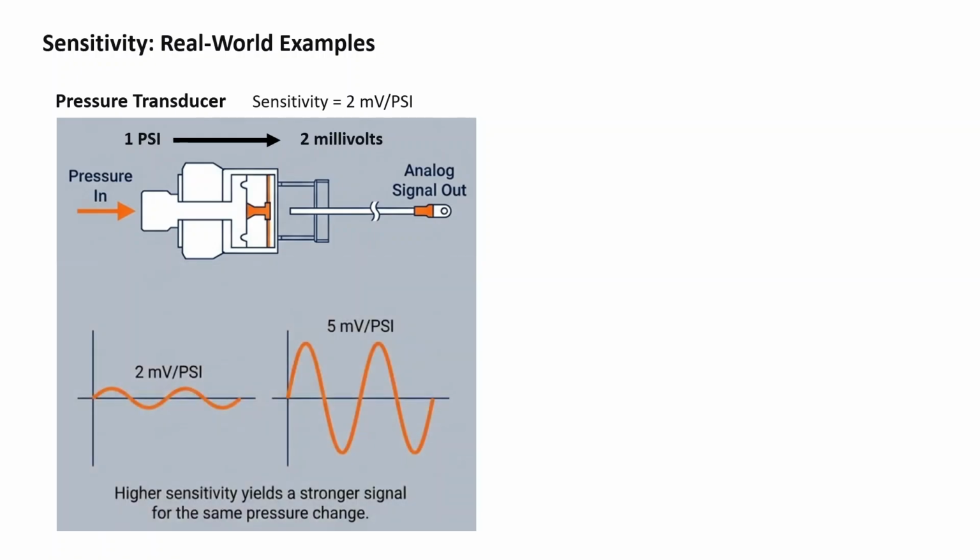Let's put some numbers to this. Take a pressure transducer with a sensitivity of 2 millivolts per psi. That means for every 1 psi change in pressure, the output voltage changes by 2 millivolts. Now, compare that to a more sensitive version rated at 5 millivolts per psi. Same pressure change, but a bigger, stronger output signal. That stronger signal is easier to work with, especially over long cable runs where you might be fighting electrical noise.